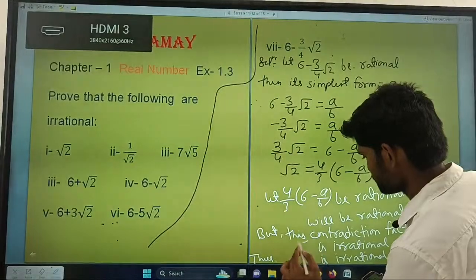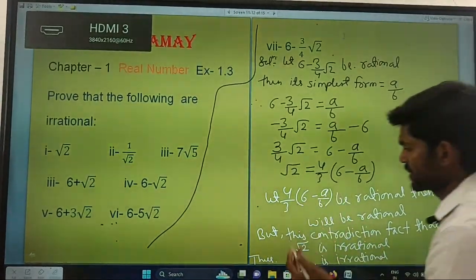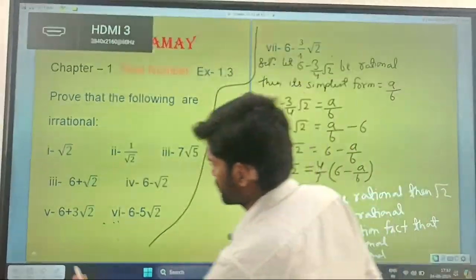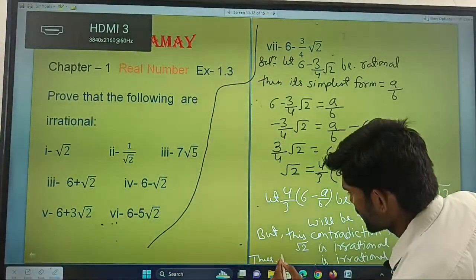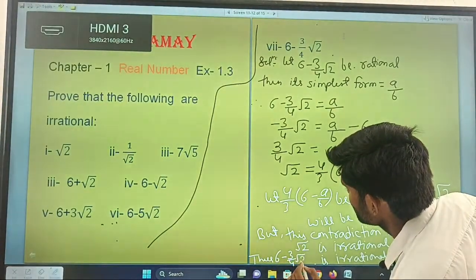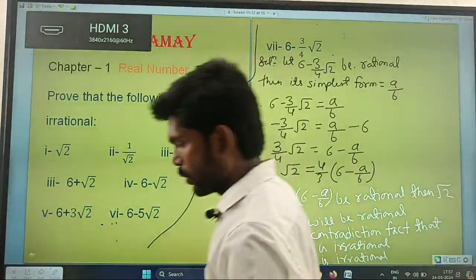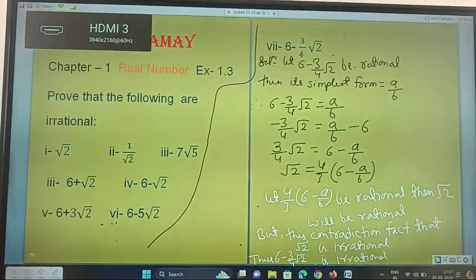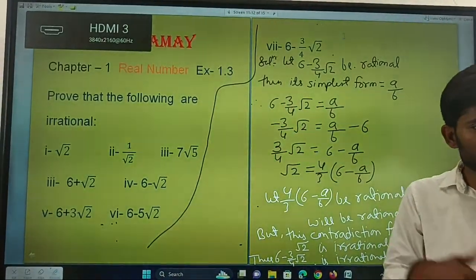Then note down your question number. What is your question? Six minus 3 upon 4 under root 2. Understood or not? How many types of statements do you have to use? Two types of statements, but only in this middle step, like factorization. Factorization you know very well, like transposing.